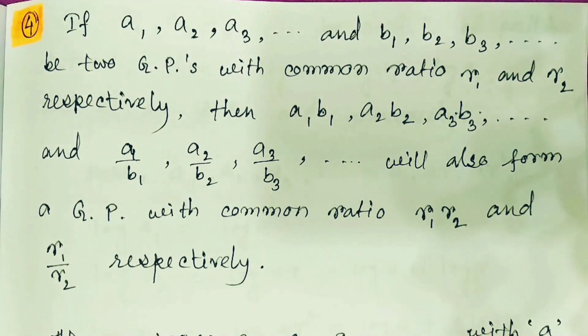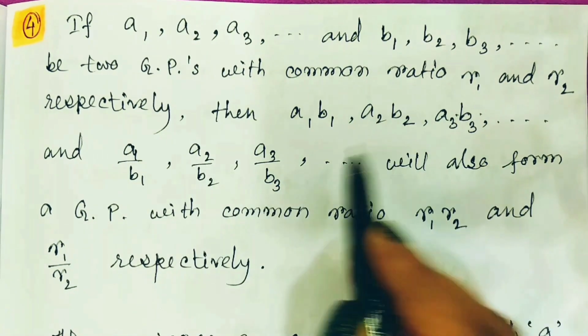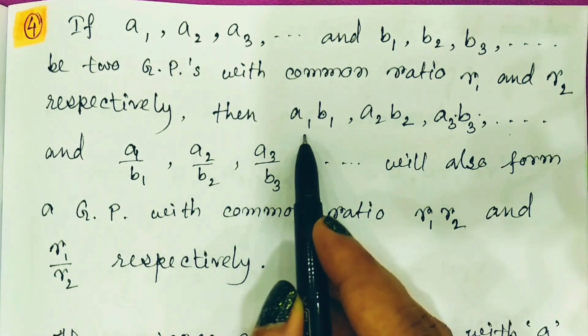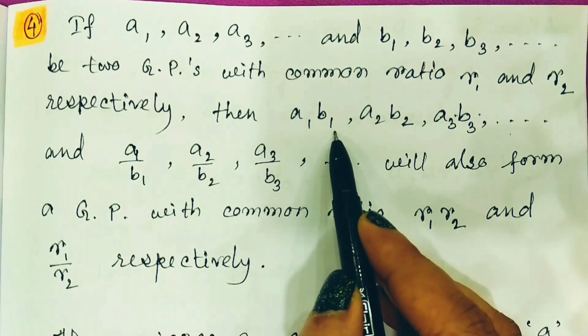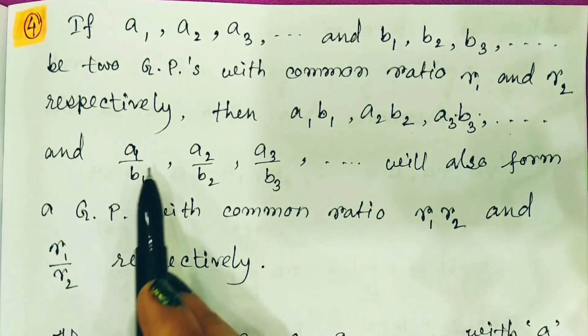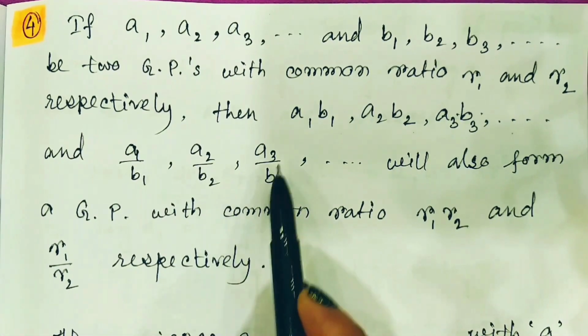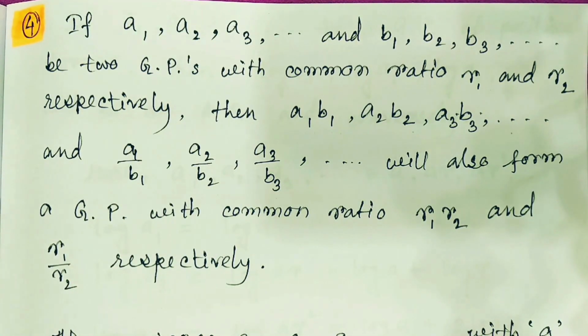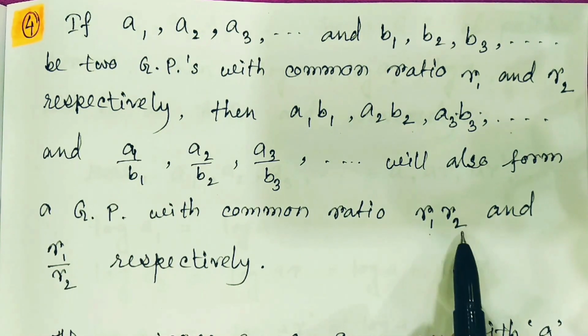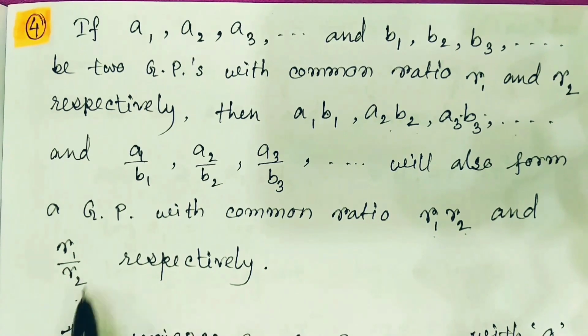One more property is, if a1, a2, a3, in this way infinite number of terms, and b1, b2, b3, in this way, is again one more GP series, with common ratios r1 and r2 respectively. Then if we multiply the respective terms, we will find this series: a1 b1, a2 b2, a3 b3, in this way. And if we divide them, that means a1 by b1, a2 by b2, a3 by b3, in this way, these two series are also GP series with the common ratio r1 r2 for this one and r1 by r2 for this series.